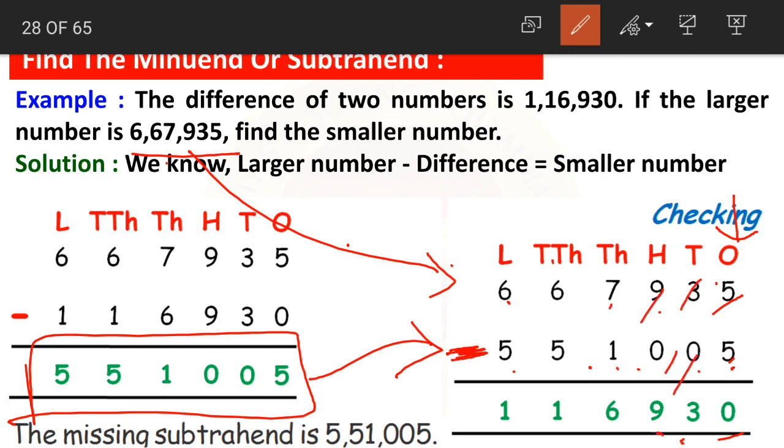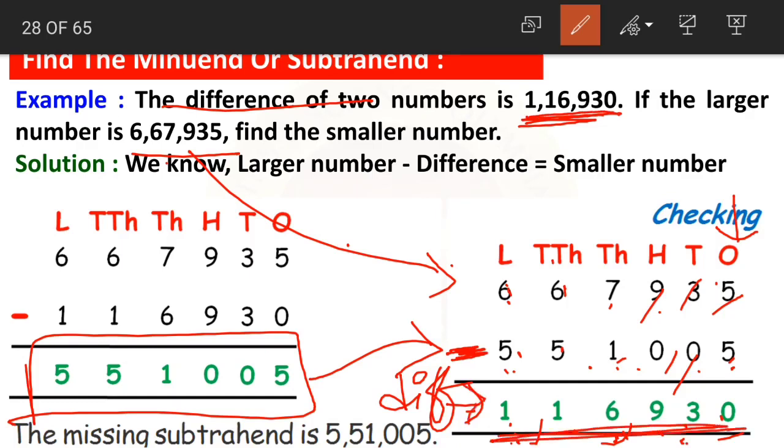Now when we subtract these two from the ones place, 5 minus 5, 0, 3 minus 0, 3, 9 minus 0, 9, 7 minus 1, 6, 6 minus 5, 1, and again 6 minus 5, 1. What did we get? 1,16,930. What is this? This is our difference. And look at the question. What did they give? The difference of two numbers is 1,16,930. Yes, it is the same as the difference we have got, right?